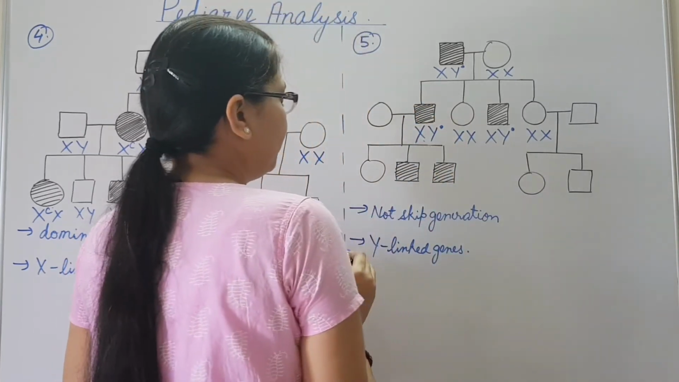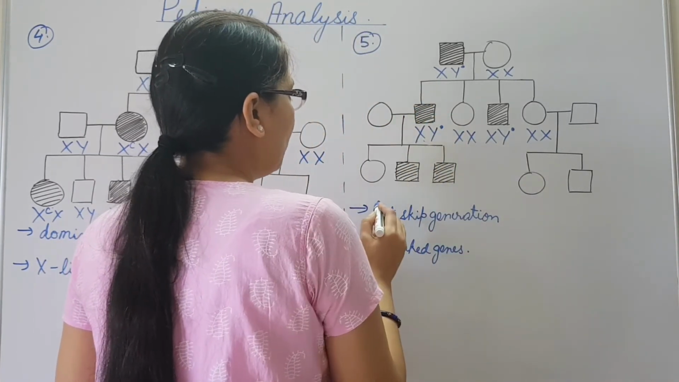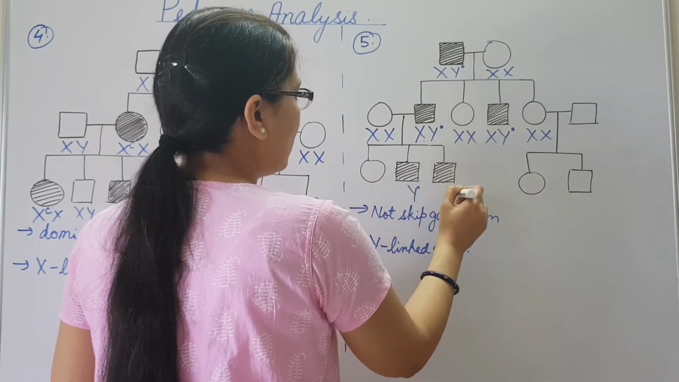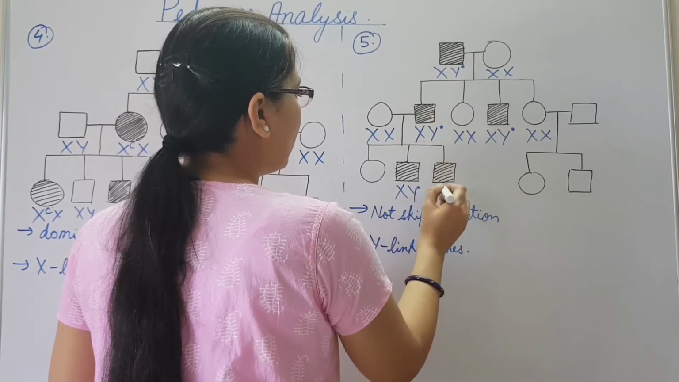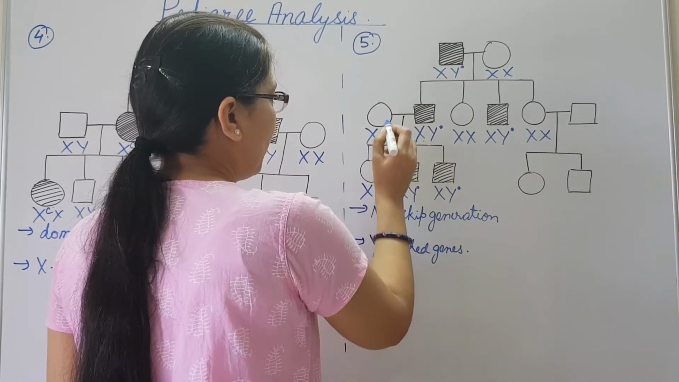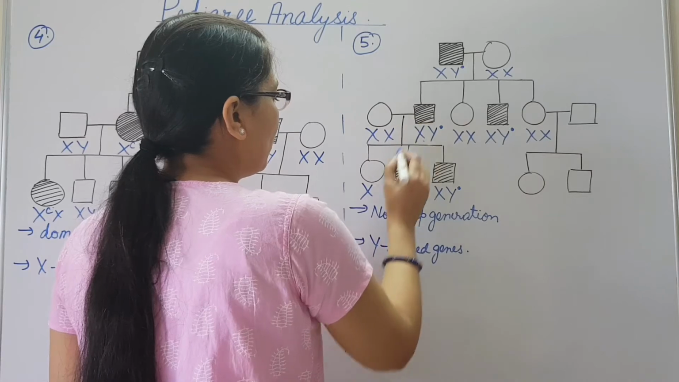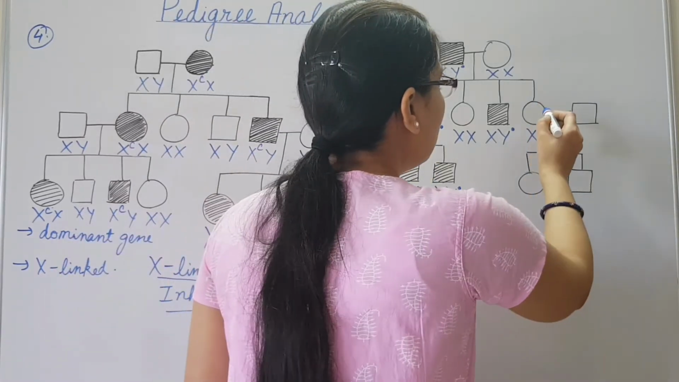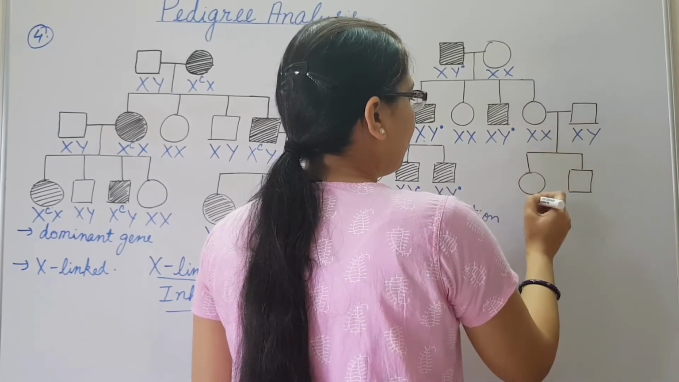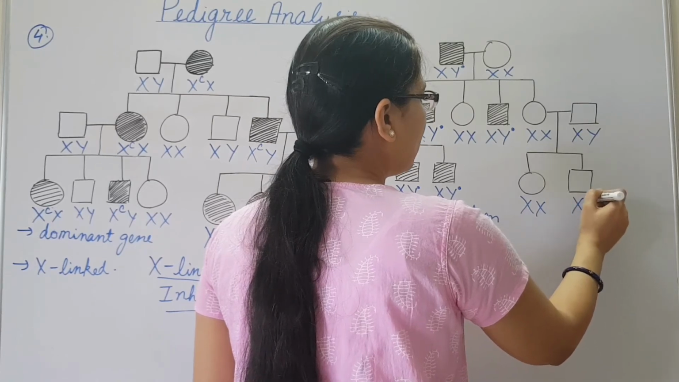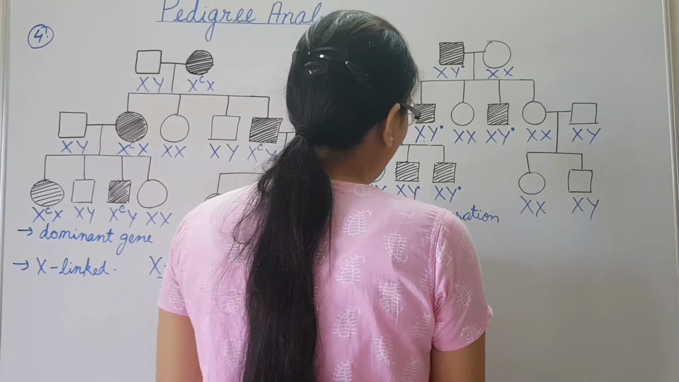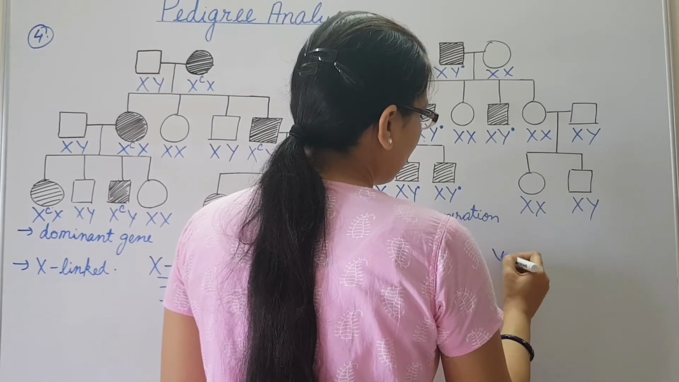This affected male then mates with an unaffected female. Again, these 2 sons will receive the Y chromosome from the father and the X chromosome from the mother. So these are affected. This daughter receives 1 X chromosome from the mother and 1 from the father, which is unaffected. Here this unaffected female mates with an unaffected male. So both the offspring are unaffected. So this confirms Y-linked pattern of inheritance.